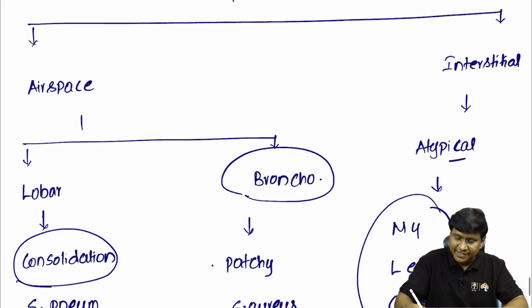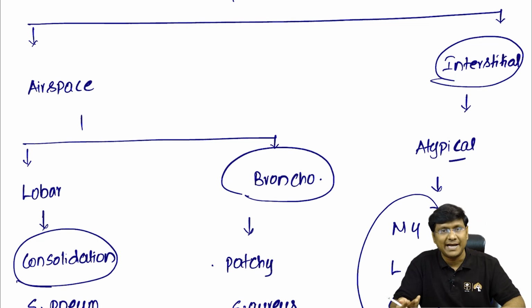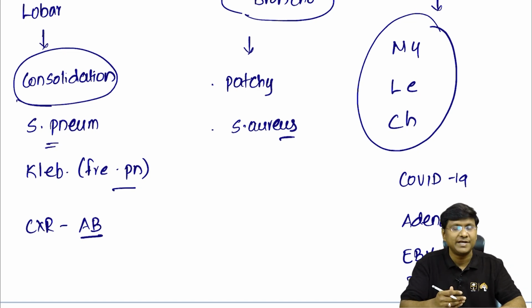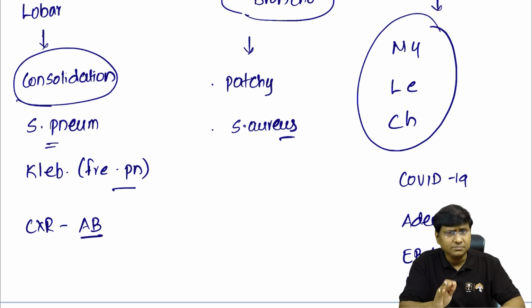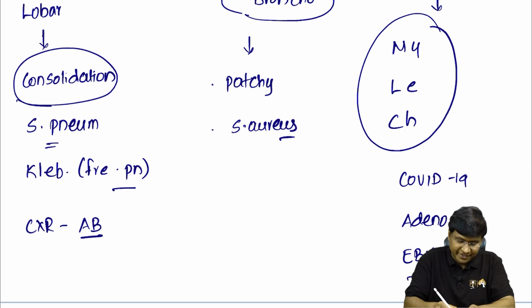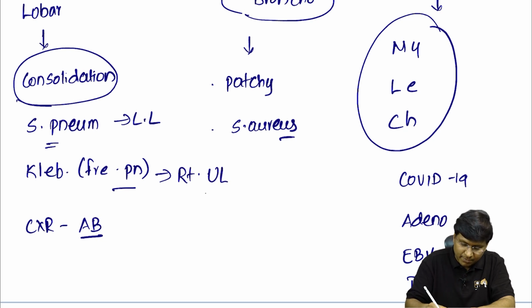These features of consolidation are absent in case of interstitial pneumonia. That is the reason why it is called atypical pneumonia. And particularly in case of lobar pneumonia, that is Strep pneumonia as well as Klebsiella pneumonia, you need to be aware of which part of the lung is affected. In case of Strep pneumonia, the lower lobe of the lung is affected, whereas in Klebsiella pneumonia, it is the posterior segment of the right upper lobe which is commonly affected.